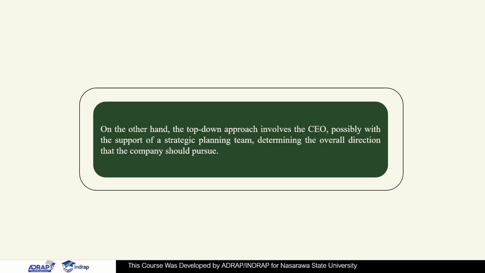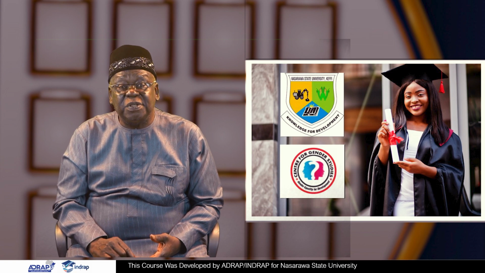You see, in an organizational hierarchy, it moves from the top down. It involves the CEO, that is the Chief Executive Officer. Now, if you set up your business, even if it is a one-man business or a partnership, when you come together, two of you, and say, these are the things we want to achieve, this is our mission, you must appoint a CEO. And the CEO, possibly with the support of the strategic planning team, will determine the overall direction that the company should pursue.